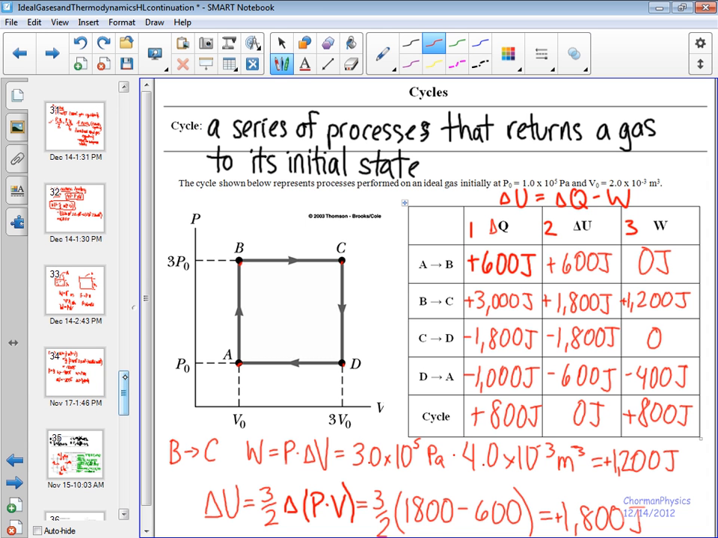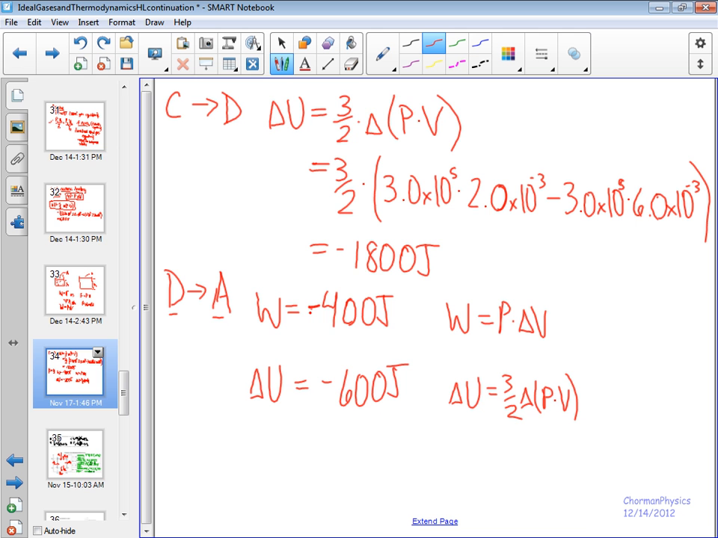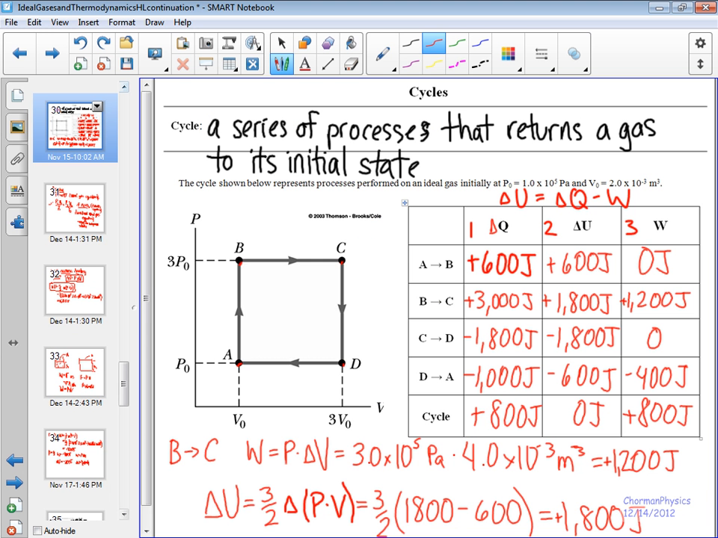The next process, okay, is going to be from B to C. And when we look at B to C, okay, whoops, sorry. It's all the way back here. Yep, it's at the bottom here. So from B to C, we actually have isobaric expansion. All right, we have a change in volume, an increase in volume at a constant pressure. And when we look at that, we end up with 1,200 joules of work being done.